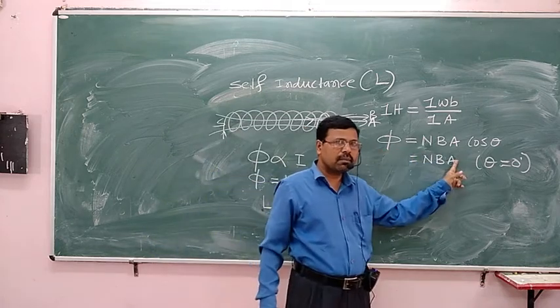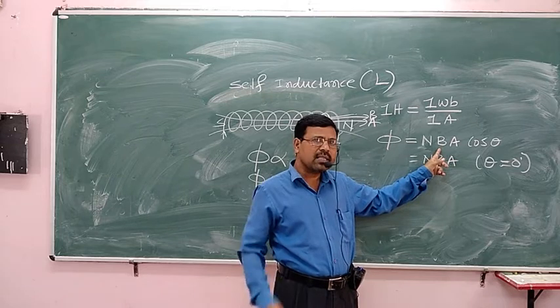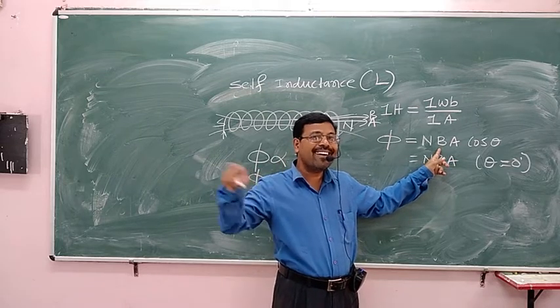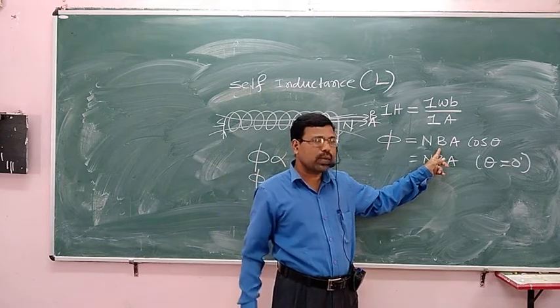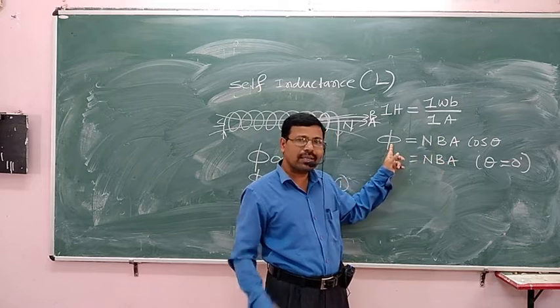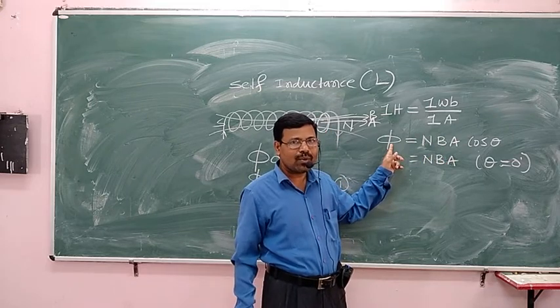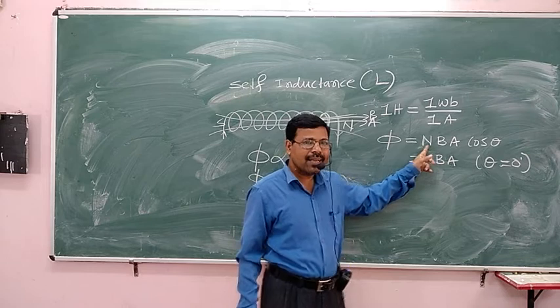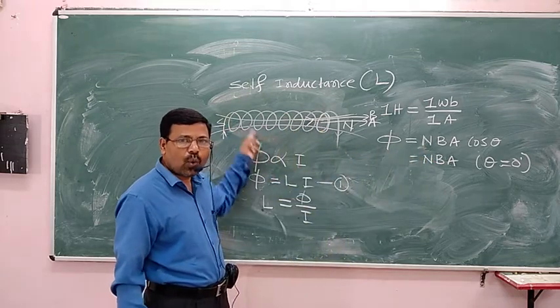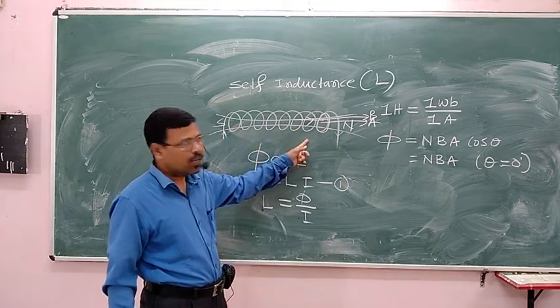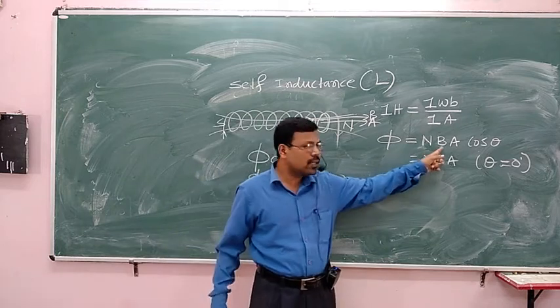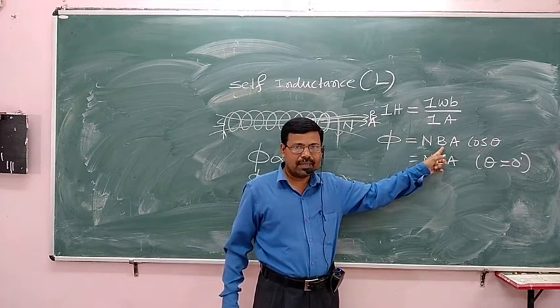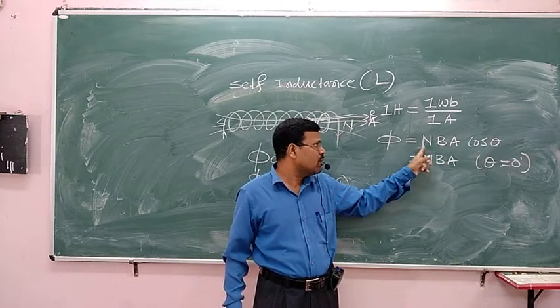Cos 0 is 1. How did I write this? Flux is equal to B dot A. The dot product of two vectors is a scalar quantity, so magnetic flux is a scalar quantity. Why is there N? N is because of the total number of turns in the coil. If there is only one turn, then we write BA cos theta. If there are N turns, we write NBA.